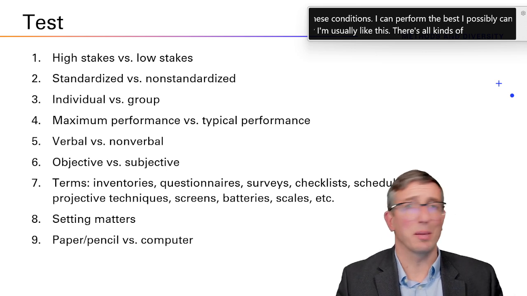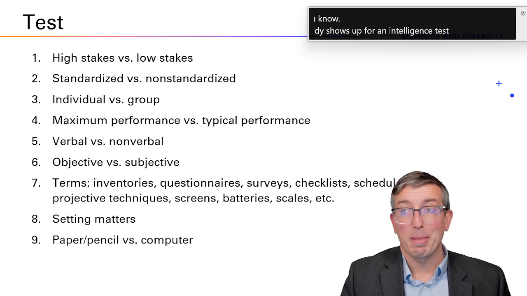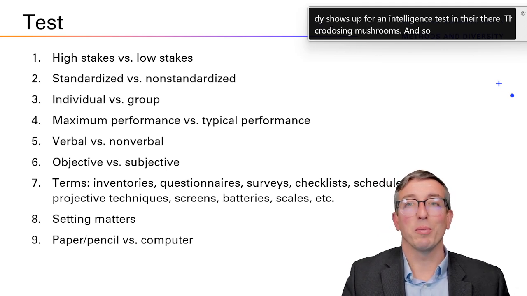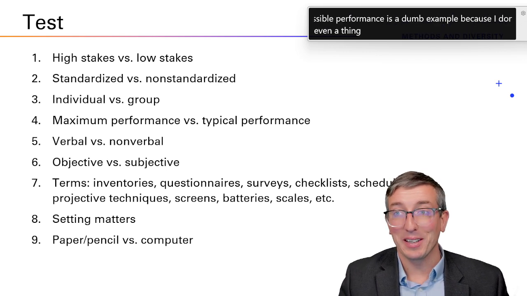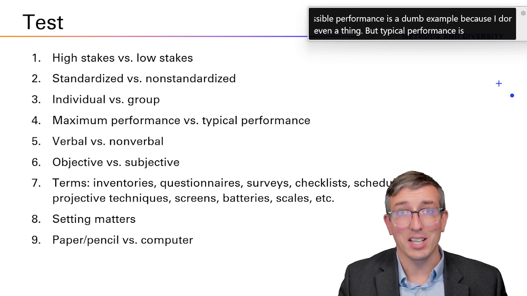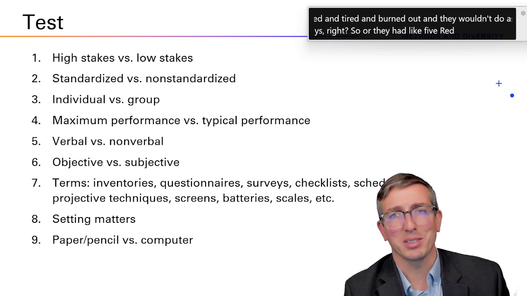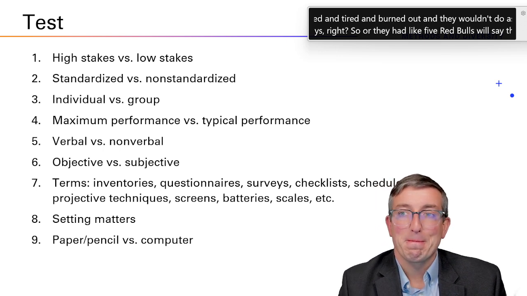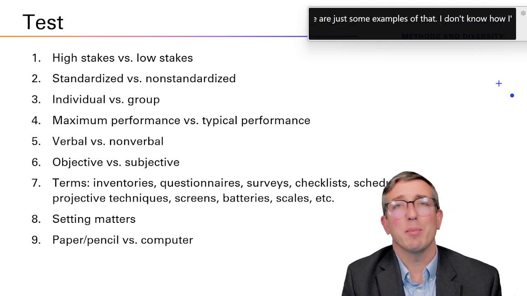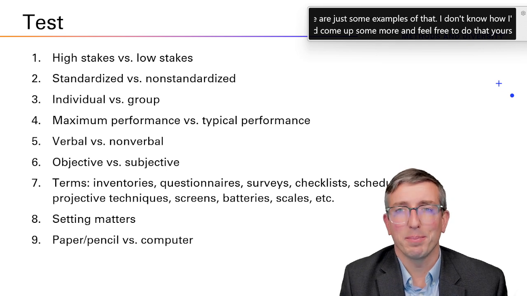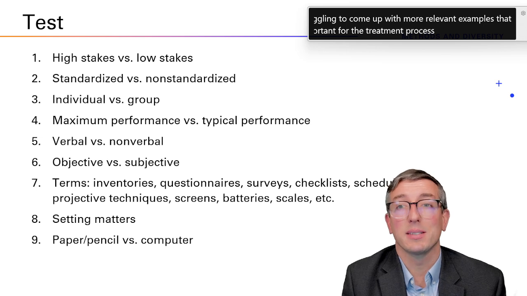There's all kinds of other examples of this, like somebody shows up for an intelligence test and they've been microdosing mushrooms, and so they perform at their best possible performance. It's a dumb example because I don't know if that's even a thing. But typical performance is they're usually exhausted and tired and burned out, and they wouldn't do as well most days, right? Or they had like 5 Red Bulls, we'll say that. Those are just some examples of that. I'm sure we could come up with some more, and feel free to do that yourself. But I'm struggling to come up with relevant examples that are important for the treatment process.